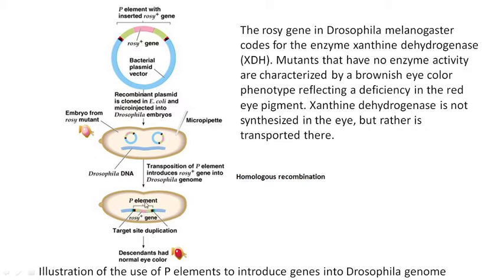So one chromosome is now introduced with the rosy gene, and every cell will now carry the rosy gene in the progeny developed from this embryo. Now all the descendants of this embryo will contain the normal eye color, that is red eye color. So here you can see how we can use the P element vector to convert the brown colored Drosophila into the wild type red colored Drosophila. So you can convert the mutant into the wild type using the P vector.